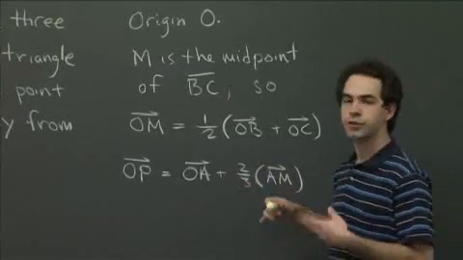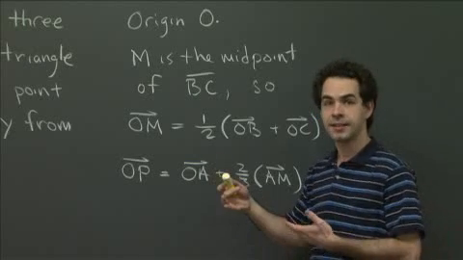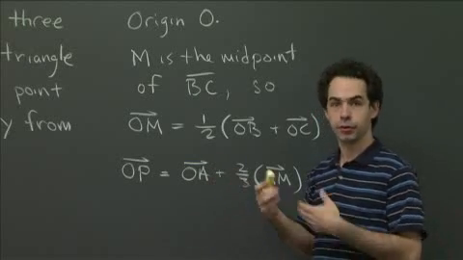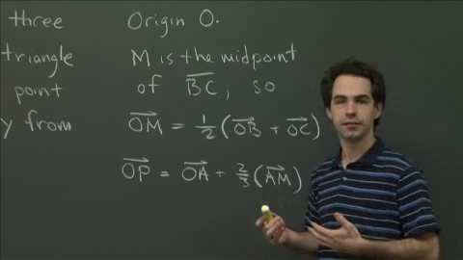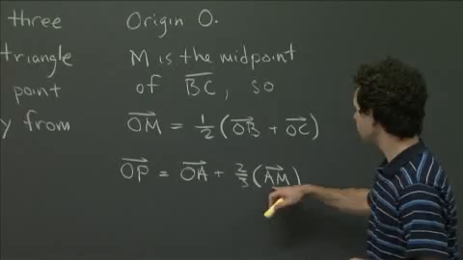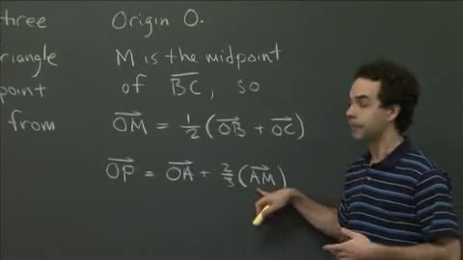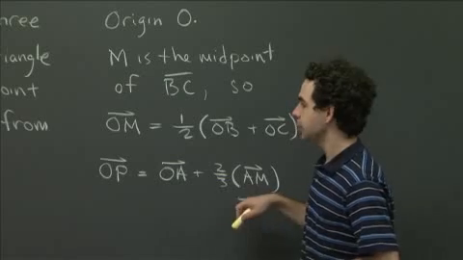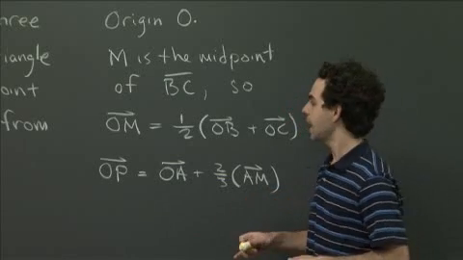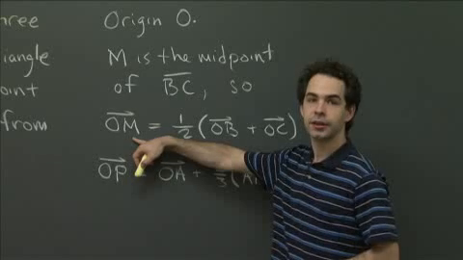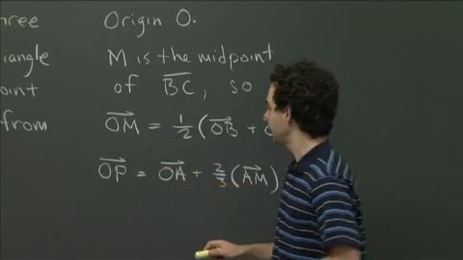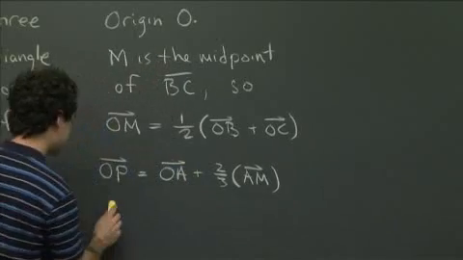This is because we've chosen P to be the point that divides segment AM into a 2-to-1 ratio, so that AP is 2/3 of AM. Okay, so good. So now we need the vector AM. Well, we know what the position vector of A is. It's just OA. And we also know what the position vector of M is. It's OM.